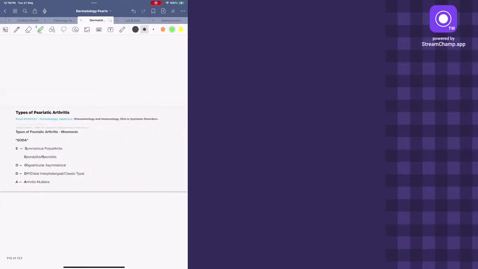Then we have types of psoriatic arthritis. As we know, first line treatment of psoriatic arthritis is methotrexate or apremilast. Okay. Types of psoriatic arthritis, the mnemonic is SODA. S for symmetric polyarthritis, spondylitis and sacroiliitis type. Then we have oligoarticular asymmetrical. If it is poly, then it is symmetrical. If it is oligo, then it is asymmetrical.